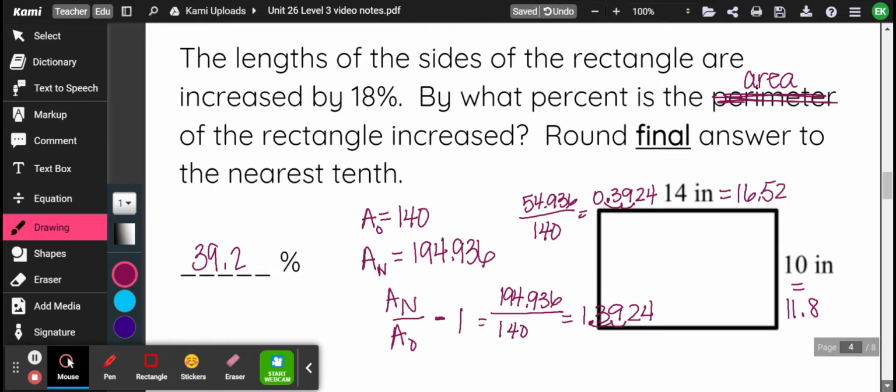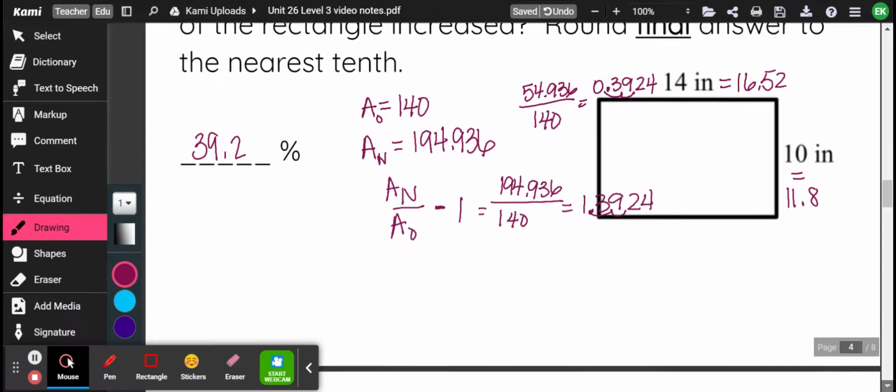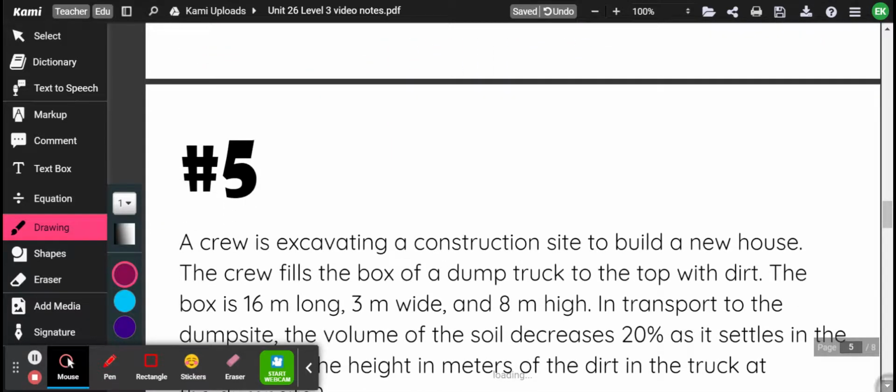Okay? So there's a couple methods we can use to find that percentage, but first we have to find the area of both the original and the changed rectangle.